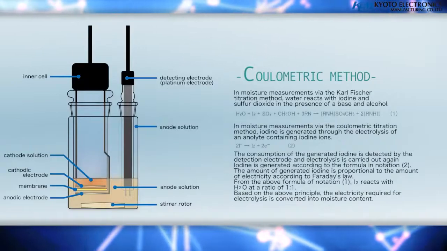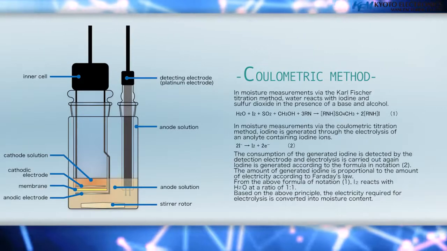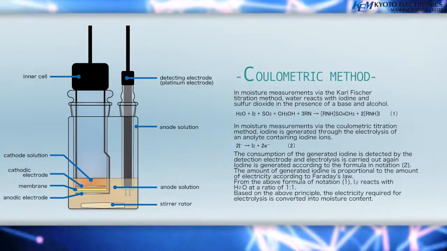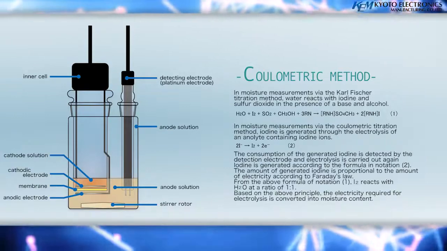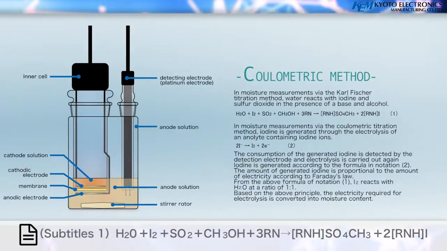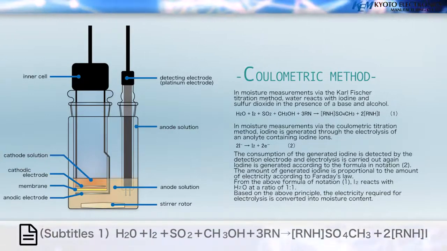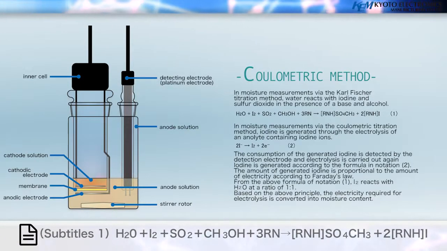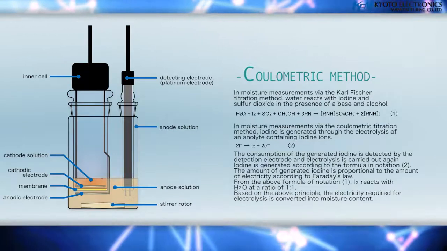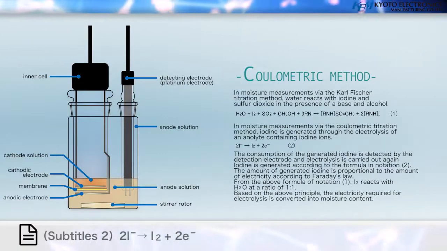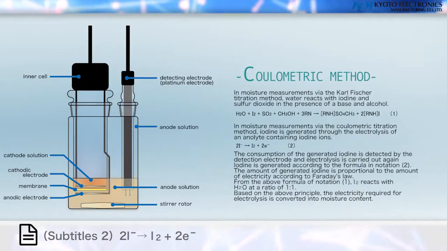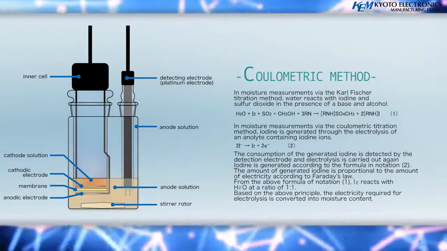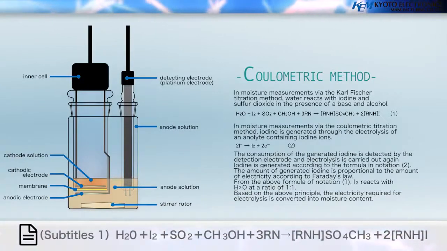In moisture measurements via the coulometric titration method, iodine is generated through the electrolysis of an analyte containing iodine ions (Notation 1). The consumption of the generated iodine is detected by the detection electrode, and electrolysis is carried out again (Notation 2). Iodine is generated according to the formula in Notation 2. The amount of generated iodine is proportional to the amount of electricity according to Faraday's law.